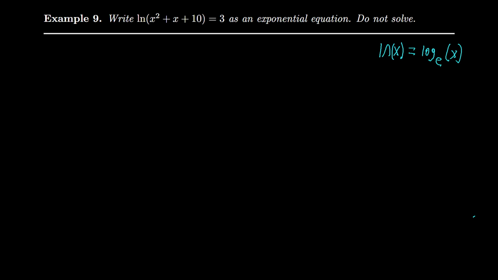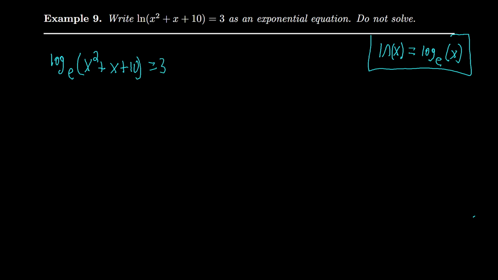The natural log of x, ln of x, the natural log of x. It means log base e. That's what it means. Write this down. Definitely commit this to memory. It shows up all the time. So let's rewrite this. So we know that the natural log was log base e of this polynomial, x squared plus x plus 10 equals 3. So that's what it says.